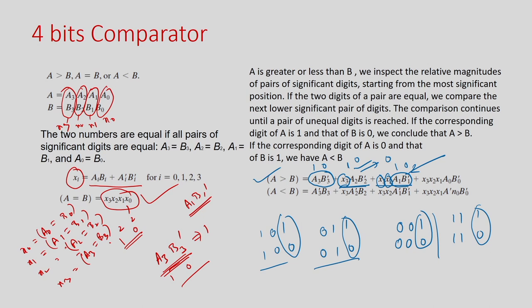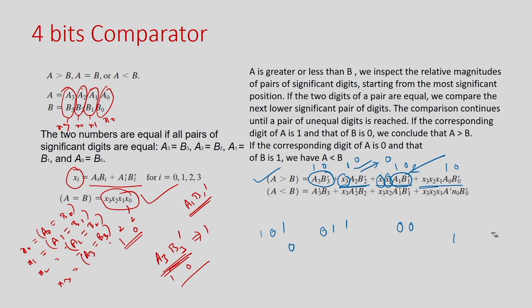Even if this fails, there is only one way your A can be greater than B, that means the first three bits are the same, that means X3, X2, X1 are all 1, and then A0, B0 bar, right? So, that means here A0 is 1 and this is 0, okay? This way I can directly compute whether A is greater than B without doing the Karnaugh map way of identifying the minimal expression. And this A less than B is the reciprocal of this.